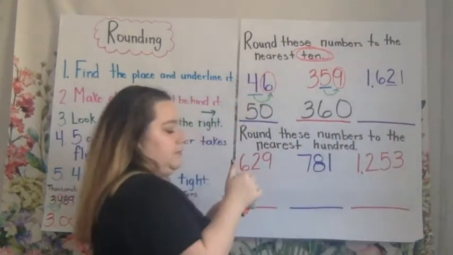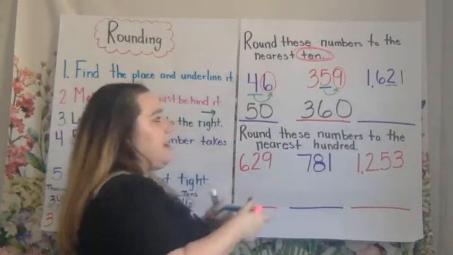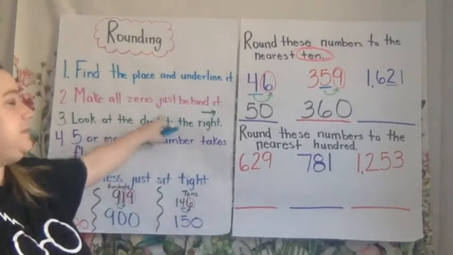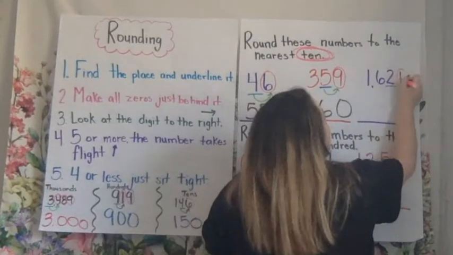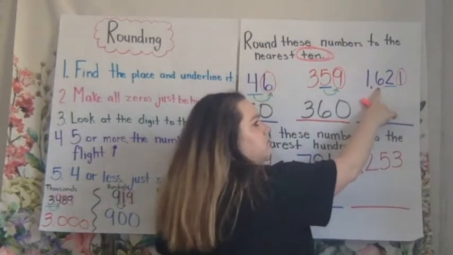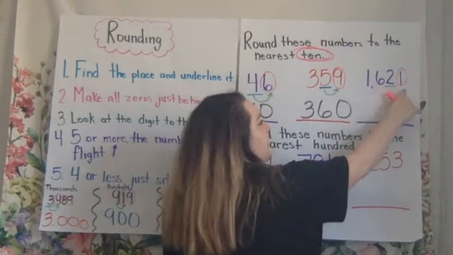All right, now I go to my step 2. Step 2, I change it to zeros just behind it. So does that mean that I'm going to make this 6 a 0? No, because it's not behind my 2. Good.